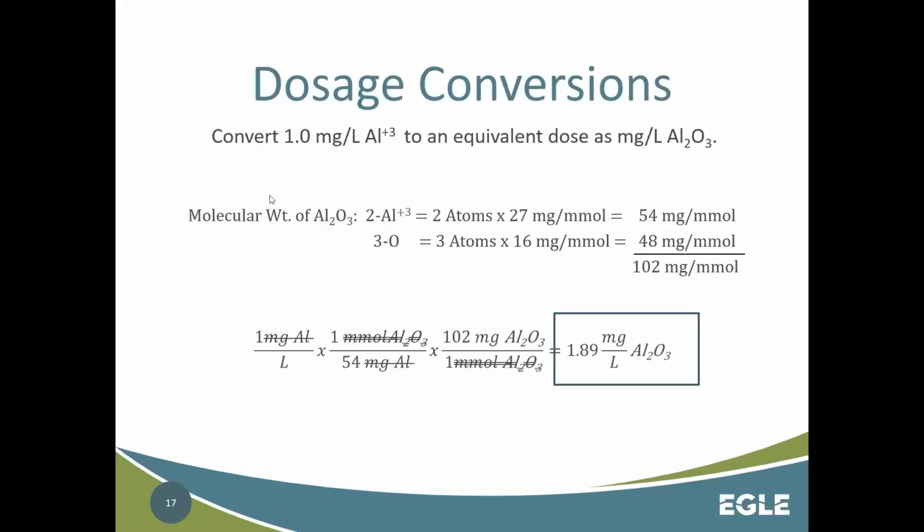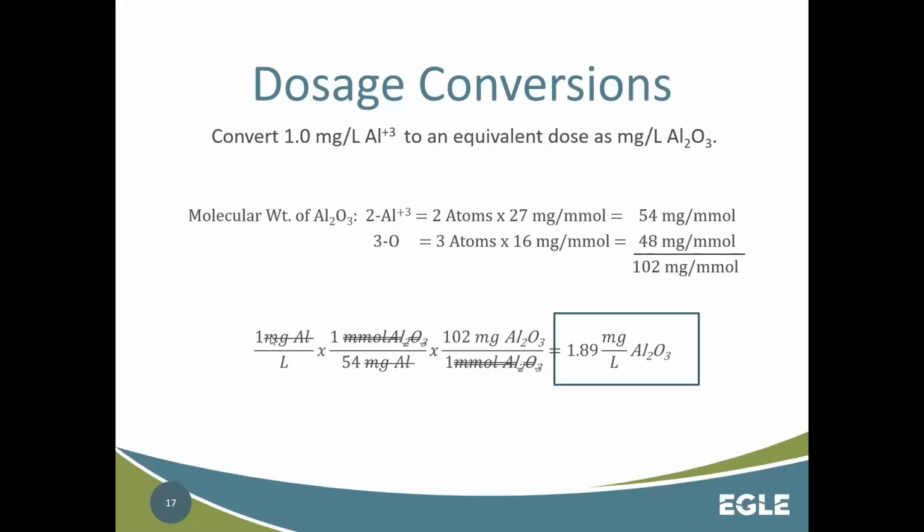Okay, we're going to take a look at some dosage conversions. For this one, we're going to be looking at converting a dosage of 1 milligram per liter aluminum ion to an equivalent dose as milligram per liter of aluminum oxide in this case. So the molecular weight of aluminum oxide is, we have 2 aluminum, Al2, and 3 oxygen. 2 times 27 is 54. 3 times 16 is 48 for a total of 102 milligram per millimole.